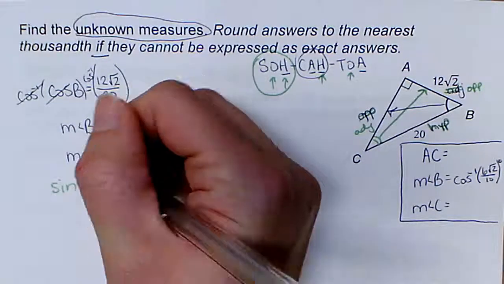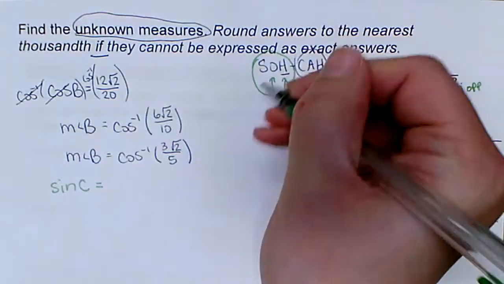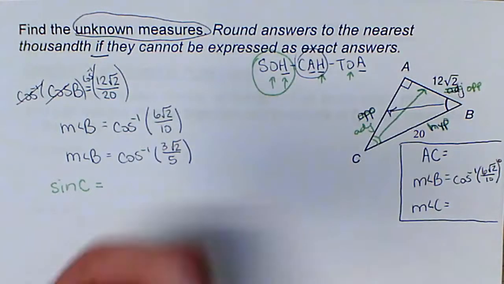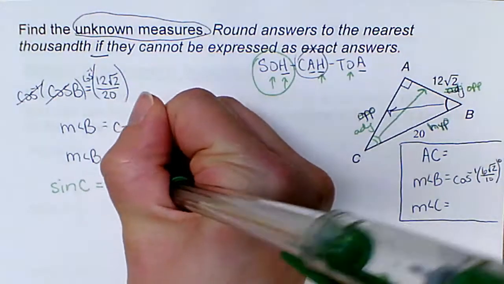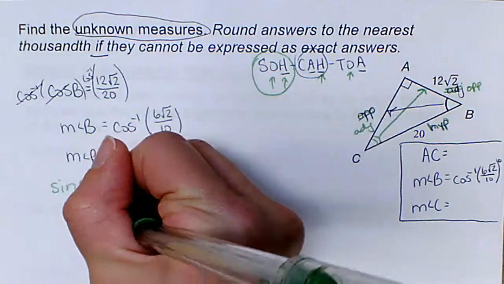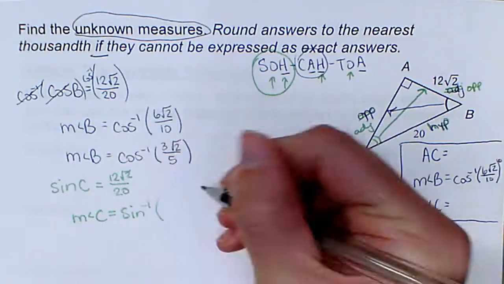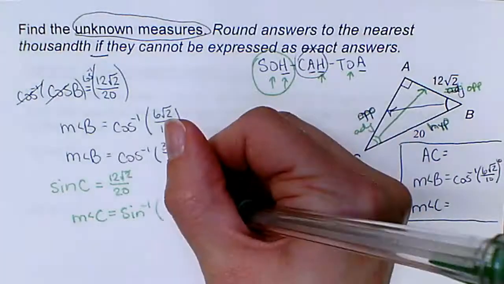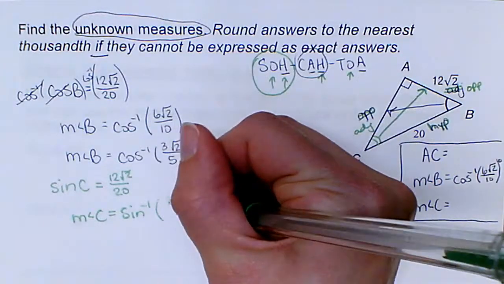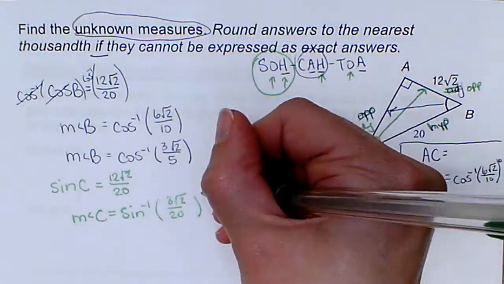The sine function of C is equal to the opposite over the hypotenuse. So that would be 12 square root of 2 over 20. I'm going to apply the inverse sine function to find that the measure of angle C is equal to inverse sine of, if I simplify this, 3 square roots of 2 over 5. And I'm measuring in degrees.